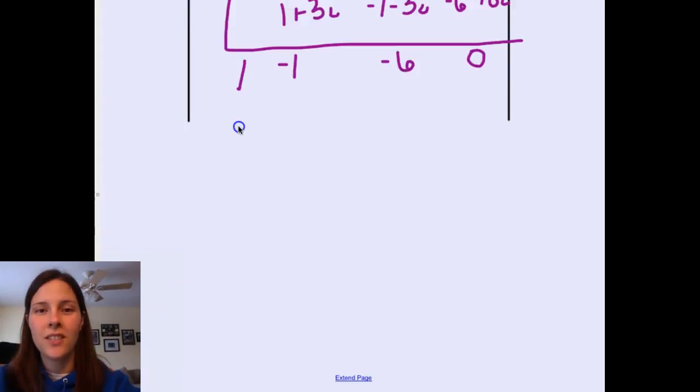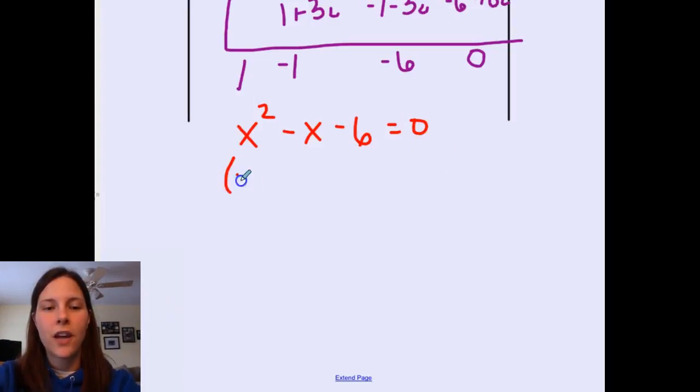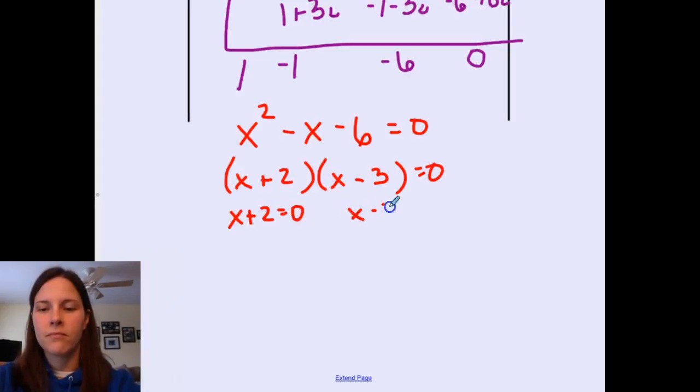To find the rest of the zeros, we will take this result. We started with a power of 4, and we have divided twice. We need to drop 2 powers when we write this result. Setting it equal to 0 to finish finding the zeros of this function. T-chart factoring, what multiplies to a negative 6 and adds to a negative 1 would be a positive 2 and a negative 3. Setting each of those binomials equal to 0 and solving.